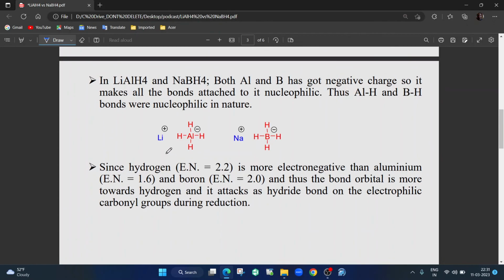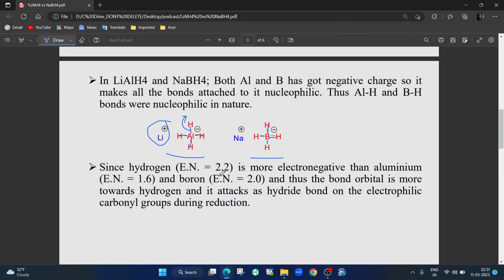So let us see here. This is lithium aluminium hydride and this is sodium borohydride. They are a kind of salt. So lithium plus is there, and aluminium has a negative charge. Because aluminium has a negative charge, all the sigma bonds on the aluminium are nucleophilic in nature. They are electron dense and therefore they can give away electrons. Similarly in borohydride, because boron has a negative charge, all the B-H bonds from the boron are nucleophilic in nature.